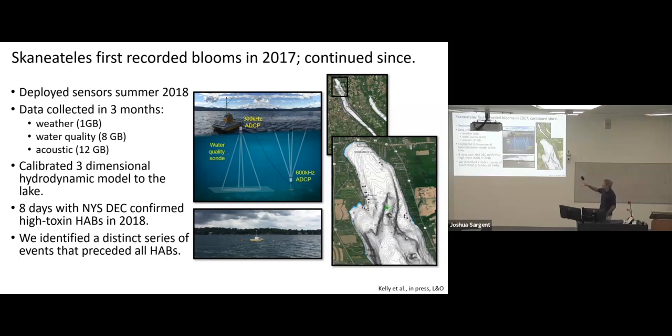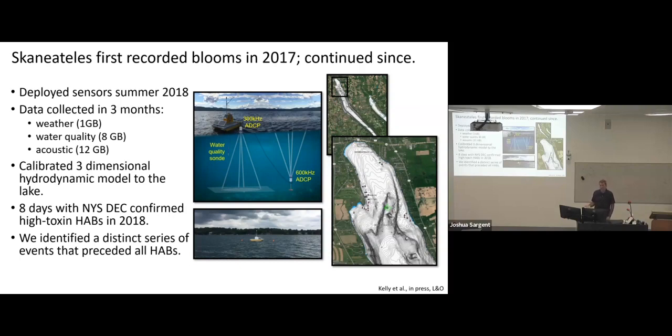We're doing research on Skaneateles Lake, one of the Finger Lakes in Western New York. It's also a drinking water supply to the city of Syracuse, so about 200,000 people depend on the drinking water that comes directly from this lake. The lake had its first ever recorded toxic cyanobacterial blooms in 2017.